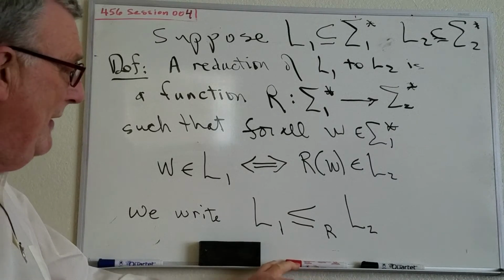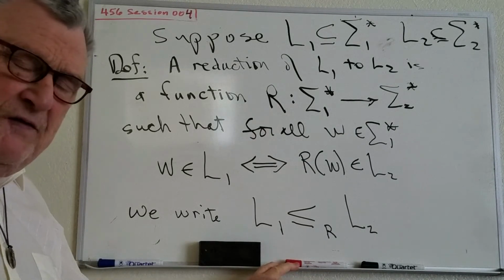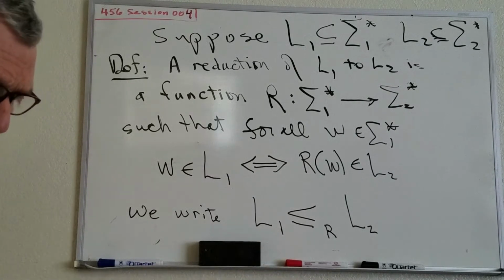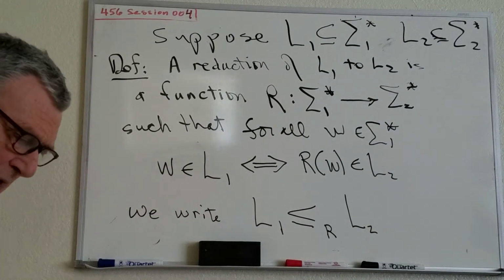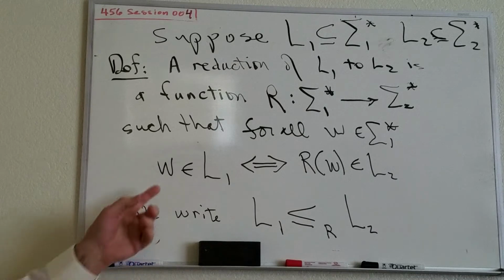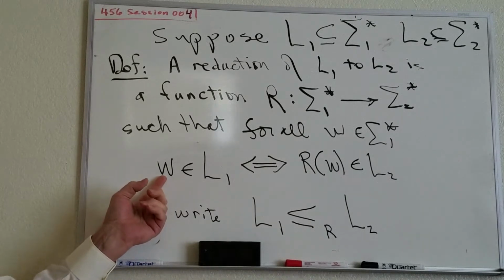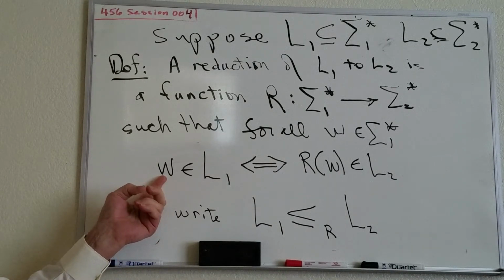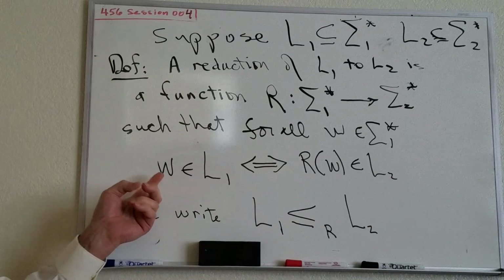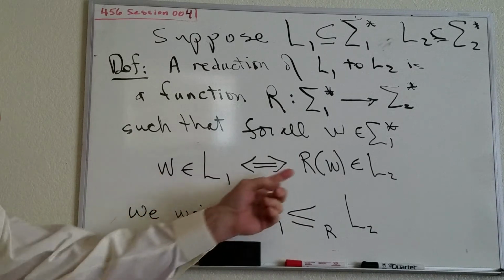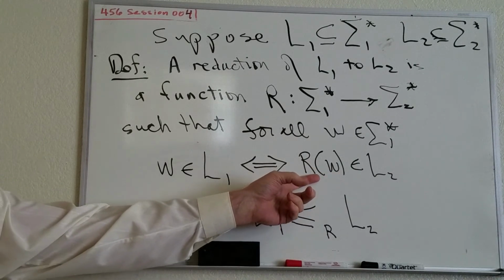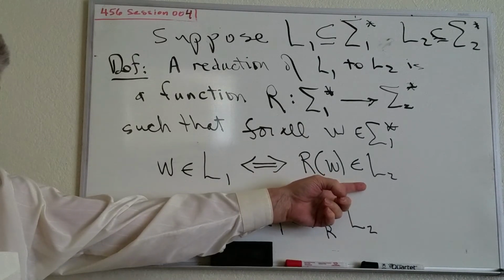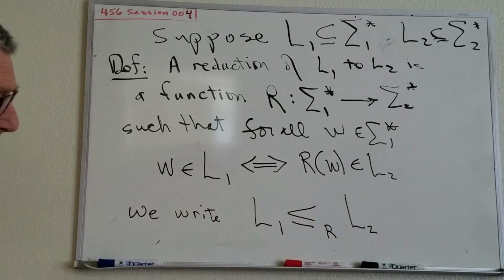Now, why is this a reduction in the sense that you've heard the word reduction, like somebody says, I solved this problem by reducing it to that problem? Well, if you look at this, if I want to know whether W is a member of the language L1, and if I can compute the reduction, then all I have to do is decide whether the reduced string is a member of L2. And that's one of the reasons it's useful.